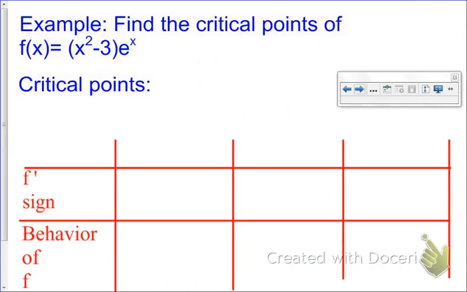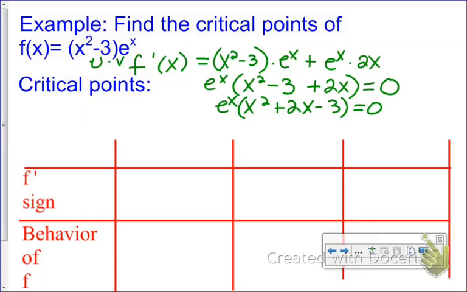Let's try a little different problem. I'm going to let you try this one, see if you can figure it out. All right, we have our first derivative using the product rule. We factor out e to the x and we get this. How does this piece of it factor? x plus 3, x minus 1.